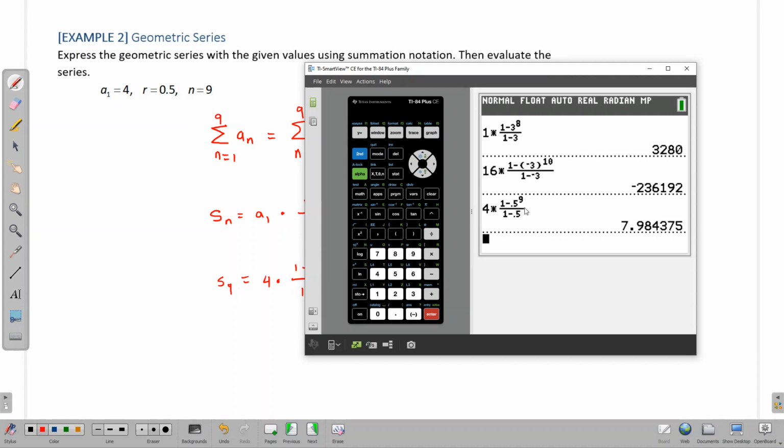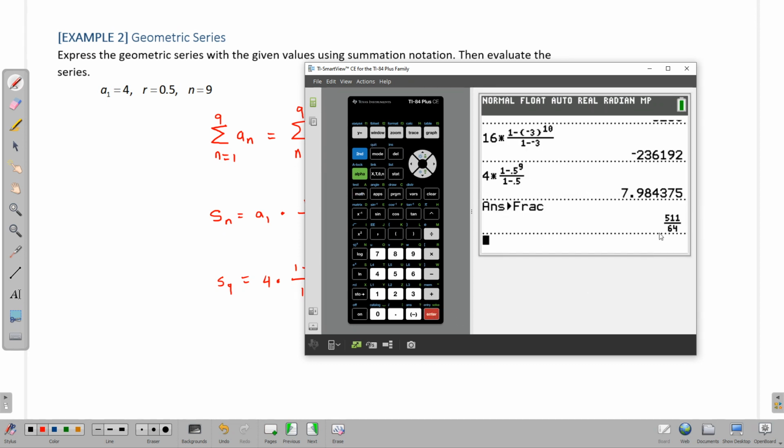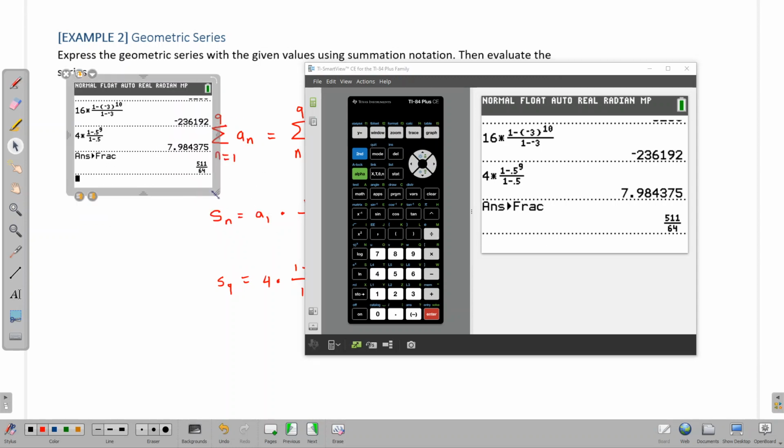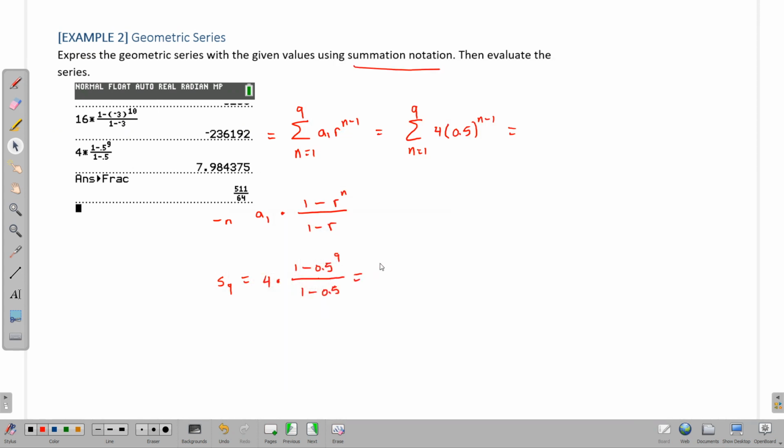If the decimal is not too bad, it should convert it for you if you just type math and then convert to fraction. All right, so there you go. That converts it for us. So if you needed the exact value, you could just write 511 over 64. So that's what the final value should be, 511 over 64. And that's the same as this thing up here as well.